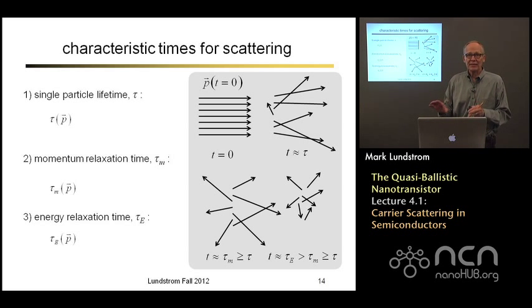Now, if I wait even longer, the electrons will dissipate their kinetic energy. The length of the arrows is an indication of the kinetic energy.